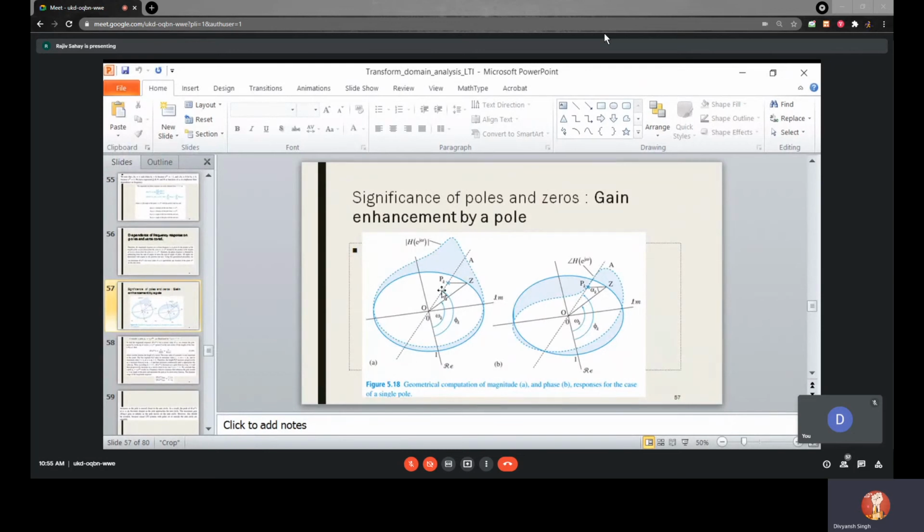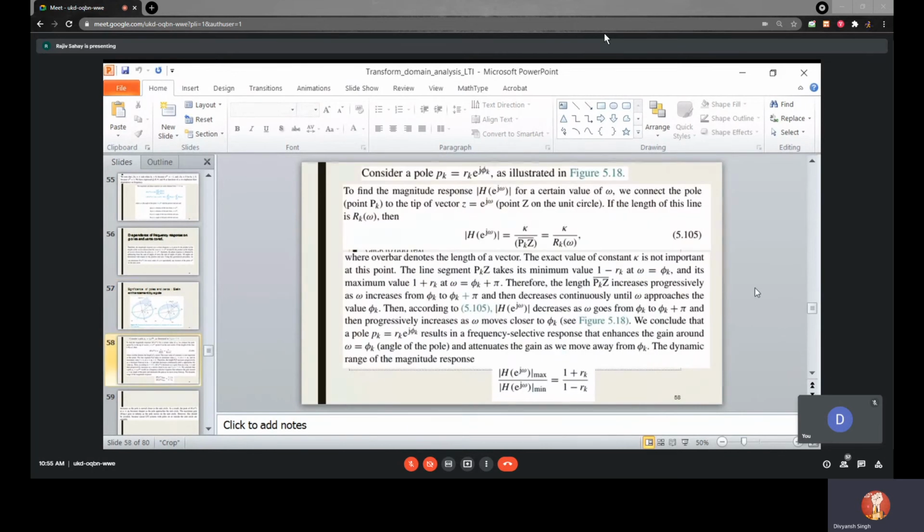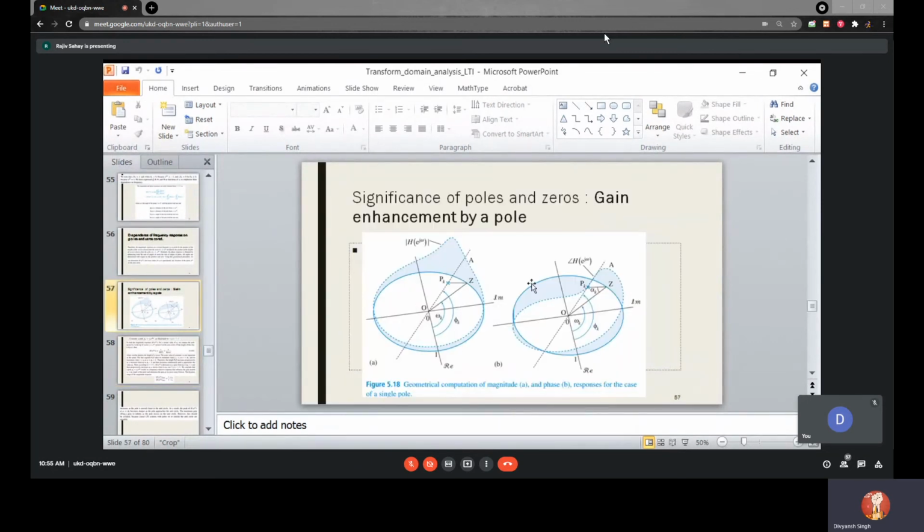This particular vector, the length will be 1 minus rk. The line segment pkz will take its minimum value 1 minus rk. So this particular pkz will be equal to 1 minus rk. If you imagine that this z point comes and sits here, then this segment, can you see my cursor? pkz is 1 minus rk.